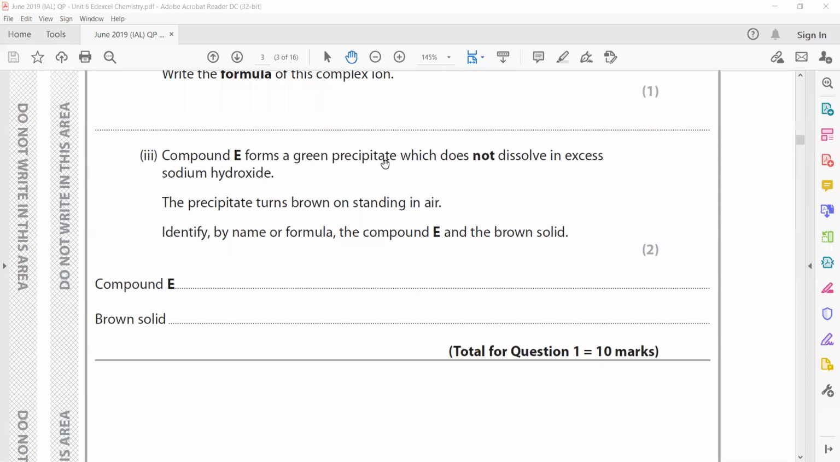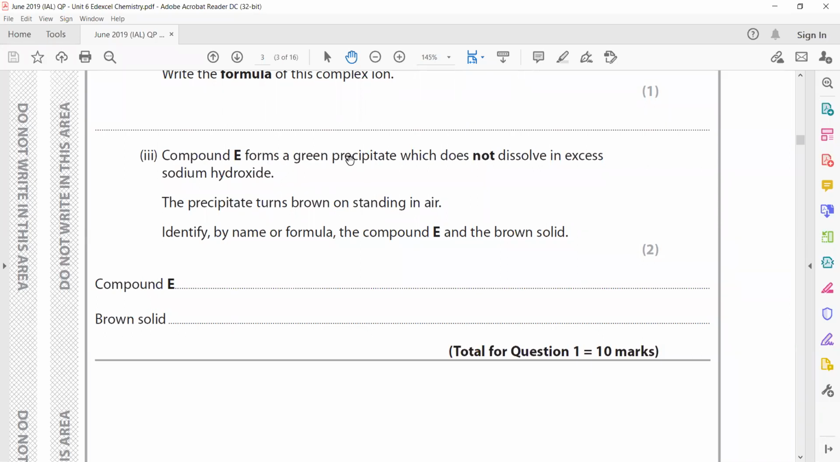Compound E forms a green precipitate which does not dissolve in excess of sodium hydroxide. The green precipitate turned brown on standing in air. Identify by name or formula compound E and the brown solid which is formed. So basically what happened is, when you add sodium hydroxide, it forms a green precipitate, and this green precipitate turns brown on standing in air.